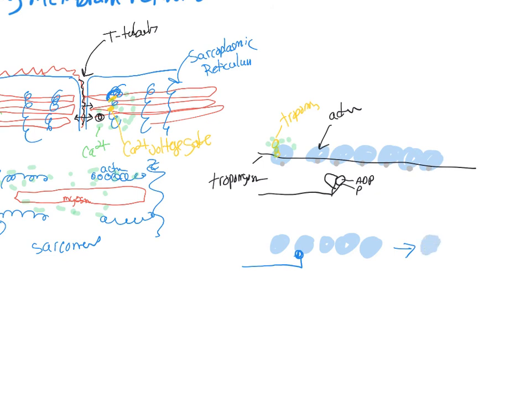All right? And it's going to attach, and then it's going to go to this form. All right, so we're going to do this. And it's going to swivel forward, pulling the actin. So you go from this over here, and it pulls the actin towards the midline. So it's going to pull it in that direction. Okay? Now, when you do that, the ADP and the P float away.